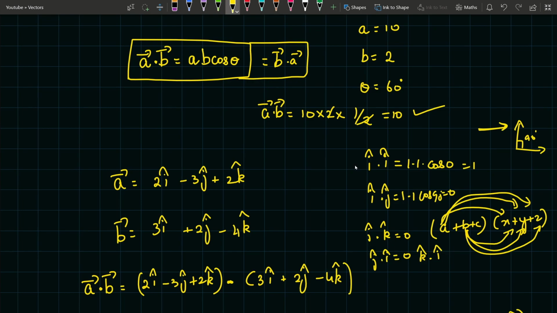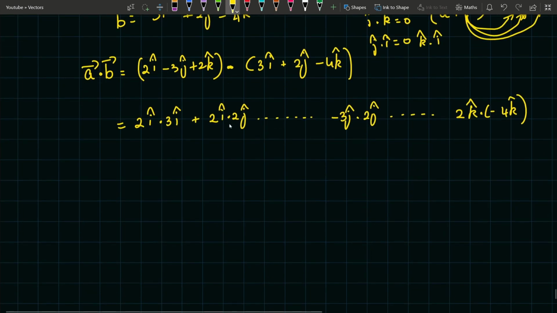On the extension of this, J cap dot J cap will also be equal to 1, and K cap dot K cap will also be equal to 1. If you multiply the same unit vector, the answer will be 1. If you multiply the different unit vector, the answer will be 0. We can use that concept here. So I dot I will be 1.